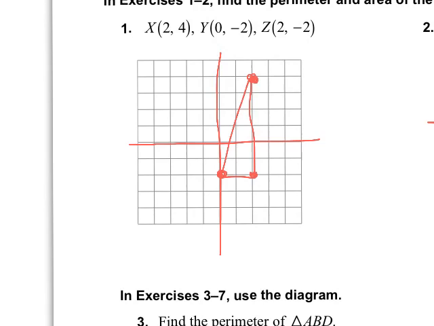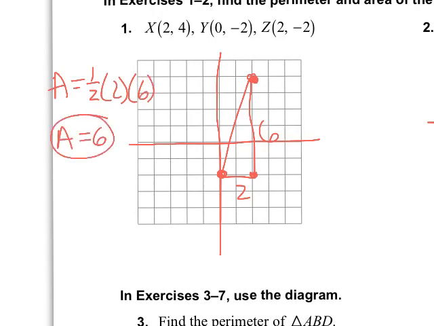So I already drew my triangle. I know that the base is 2. I know the height is 1, 2, 3, 4, 5, 6. So I can find the area, right? Everybody with me, please? Okay, so we can find the area with what we have right now. So I have 1/2. The base is 2. The height is 6. Half of 12. The area is 6.